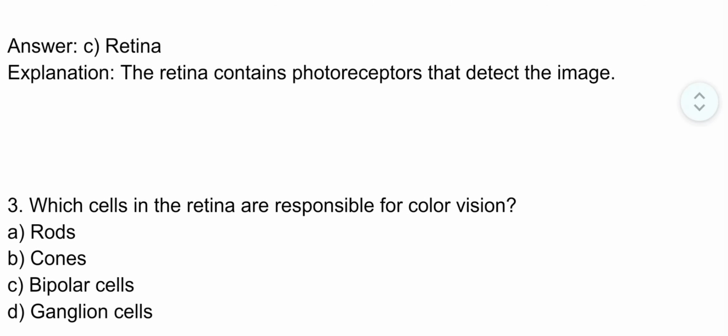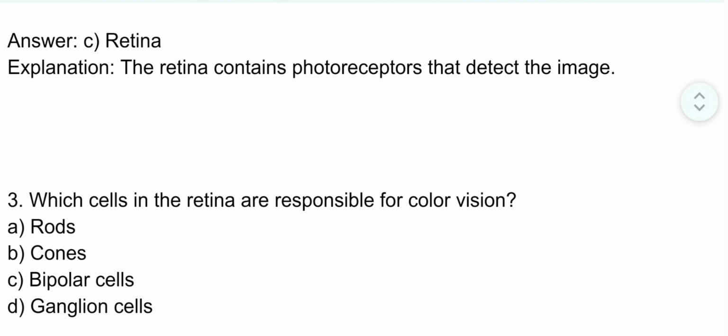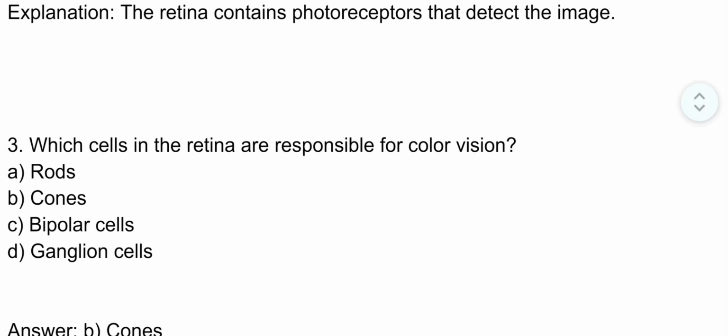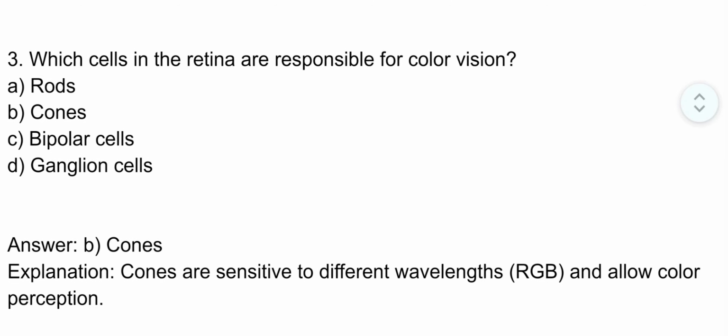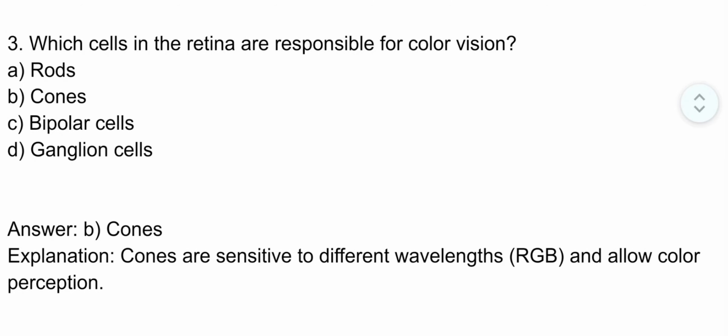Question number 3. Which cells in the retina are responsible for color vision? The correct option is option B. Cones. Cones are sensitive to different wavelengths and allow color perception.